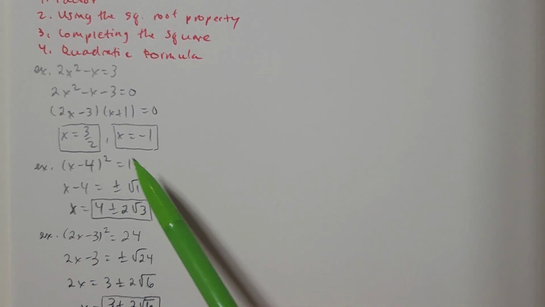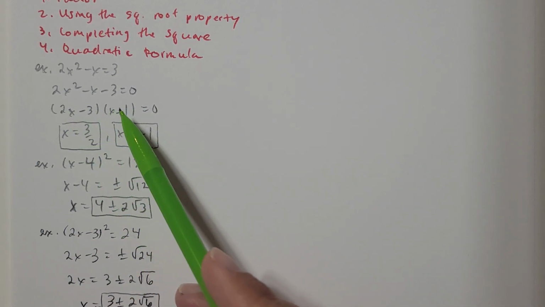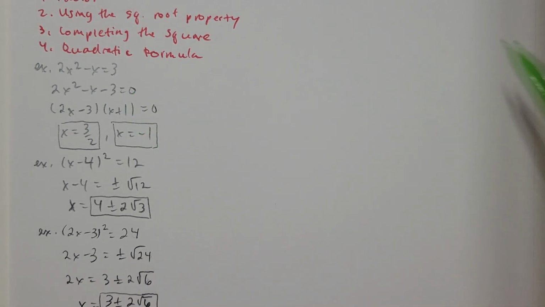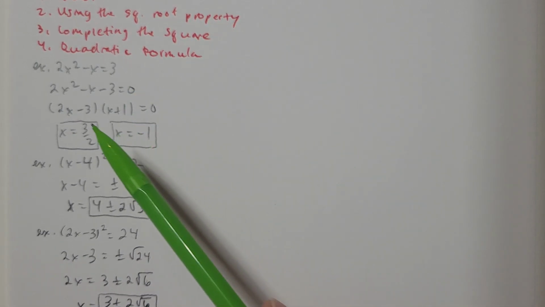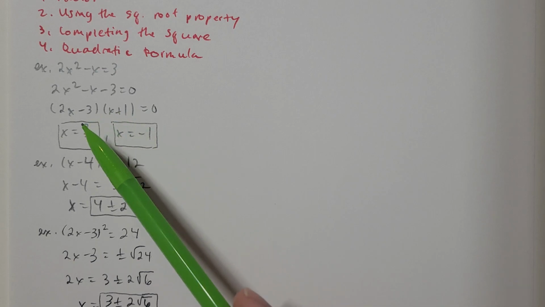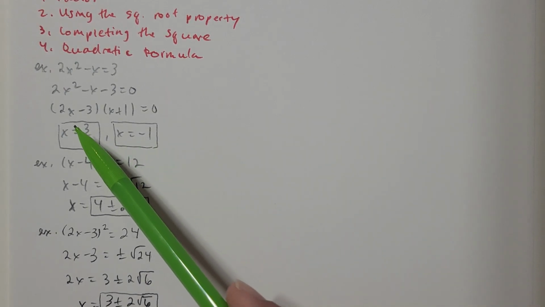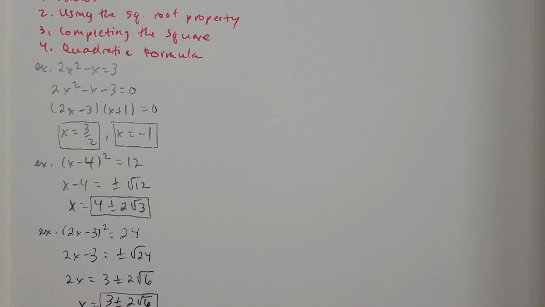So if I set up, the factors of 2 are 2 and 1. The factors of 3 are 3 and 1. That's a negative 3 at the end, so I also know that the signs have to alternate, positive, negative or negative, positive. I'm trying to get a negative x in the middle. So if we factor this as 2x minus 3 times x plus 1, that should work, right?